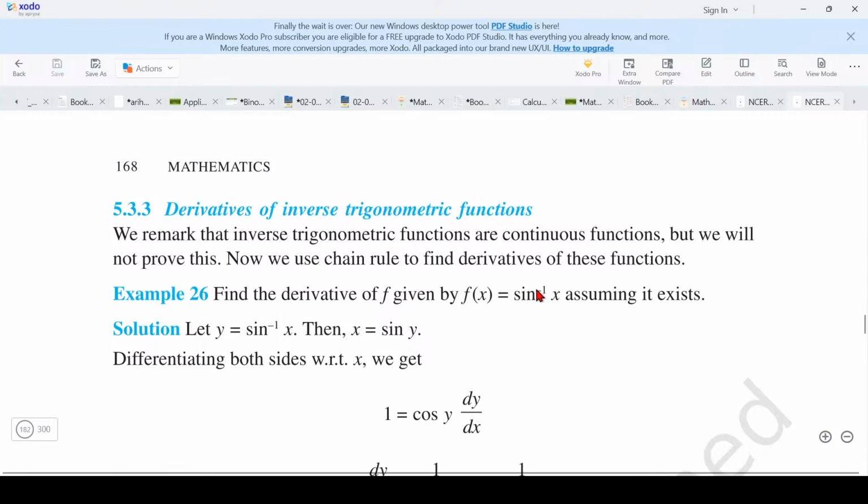How do you differentiate it? Sir, it's 1 by root of 1 minus x square. Right, but how did you get that? Sir, it's a formula. It is a formula, but you should know how to derive that also. Sine inverse x is actually something, right? Yes, sir.